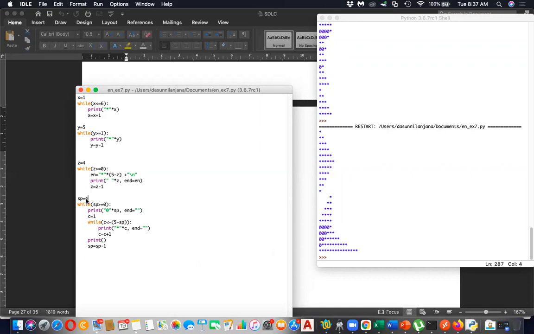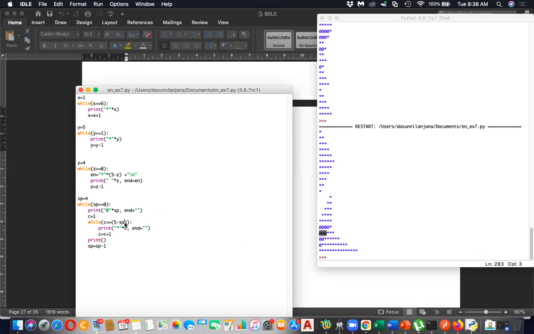So SP is equal to 4. So you will have 4 spaces. So these 4 zeros denote 4 spaces. After that, 1. Then C equal 1, C plus 1, and it will print the next line and go to the next line. Next time, this will be 3. So 3 spaces, zeros, no 3 spaces. 3, and then C equal 1, C less than or equal to 5 minus C.